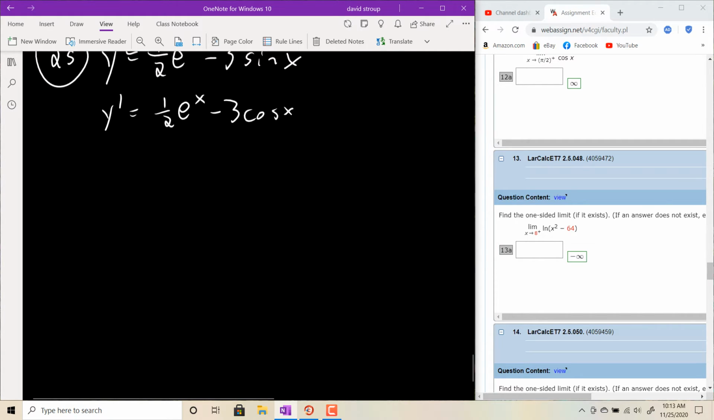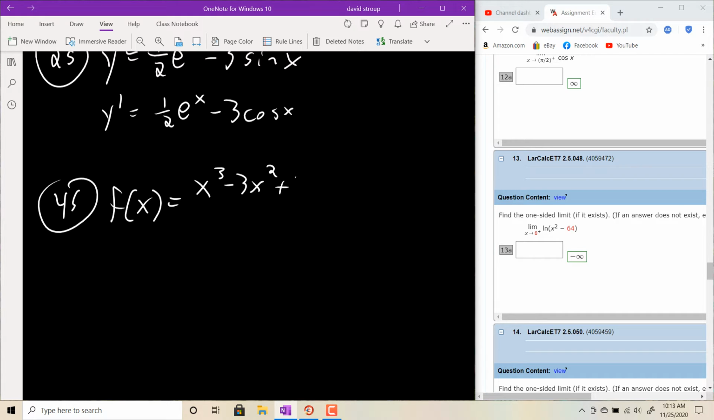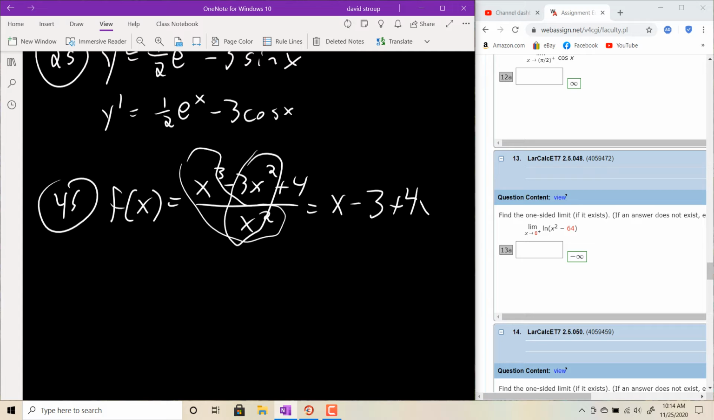You should be able to do things that look like quotient rules but aren't. So things like f of x equals x cubed minus 3x squared plus 4, all over x squared. Don't do the quotient rule if you don't have to. You just rewrite this as x cubed over x, which is x squared, minus 3 plus 4x to the negative 2, and then do the derivative. So it'd be 1 minus 8x to the negative 3 if you wish, so 1 minus 8 all over x cubed.